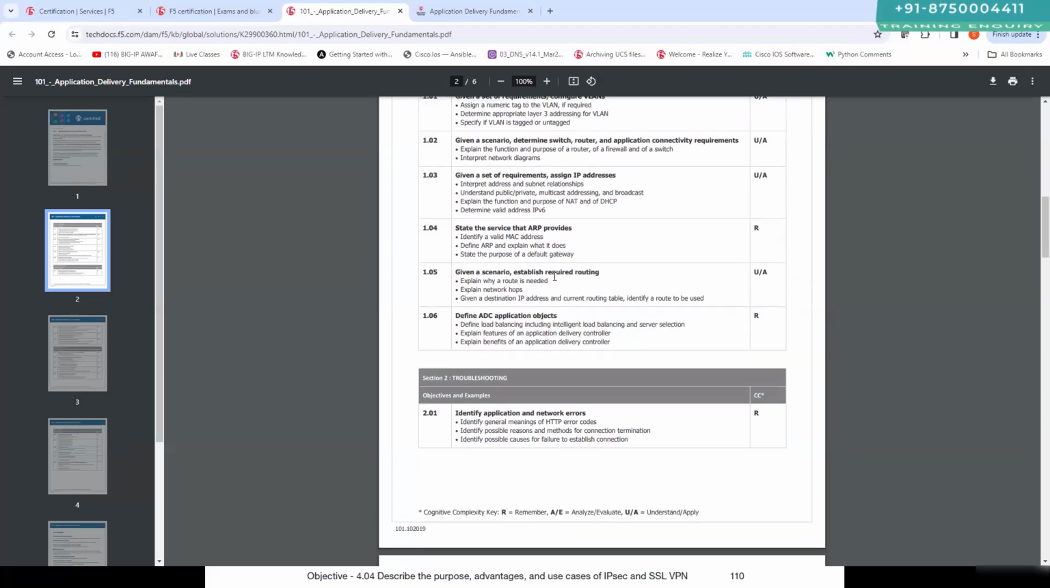And then scenario established required routing, right? So why routing is needed, what is a network hop, and that you can understand by using the traceroute command, or maybe sometimes you can use the ping command. There we have got a couple of commands that we could use to test network connectivity, right? And all that kind of stuff.